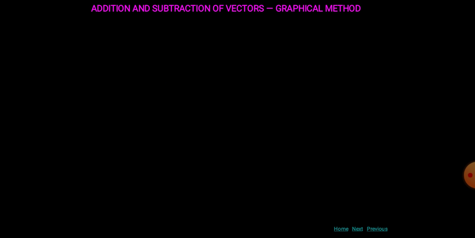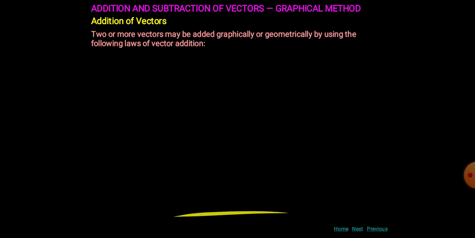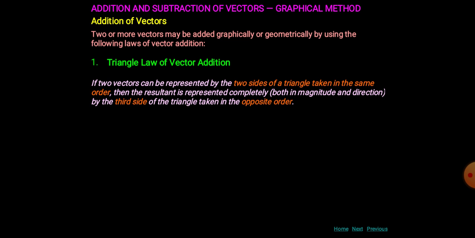Now try to understand addition and subtraction of vectors. Addition of vectors. For that we are using the triangle law of vector addition. Two or more vectors may be added graphically or geometrically by using this law. The first law we are taking here is the triangle law of vector addition. If two vectors can be represented by the two sides of a triangle taken in the same order, then the resultant vector is the third side of the triangle taken in opposite order.